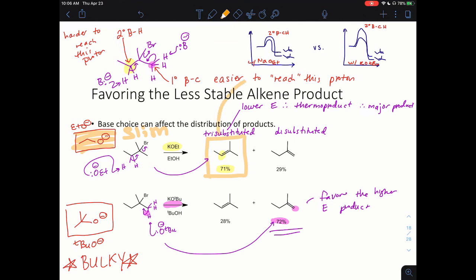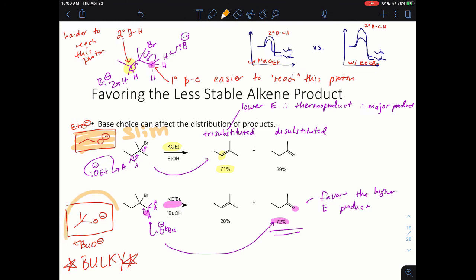So I've represented that with this reaction coordinate diagram. Definitely a little bit higher energy probably to reach that more hindered proton, but it doesn't really matter. Overall, we observe the major product is the lower energy one.